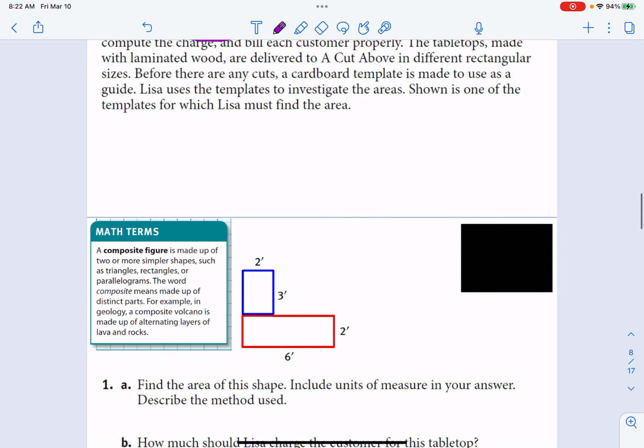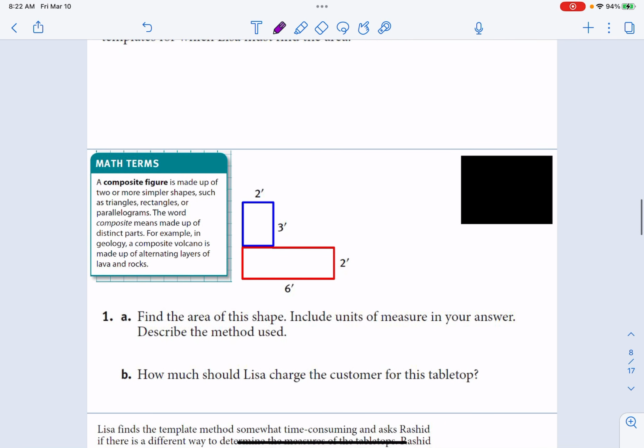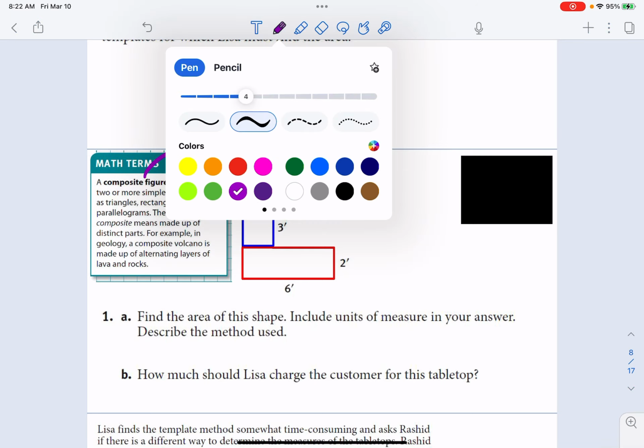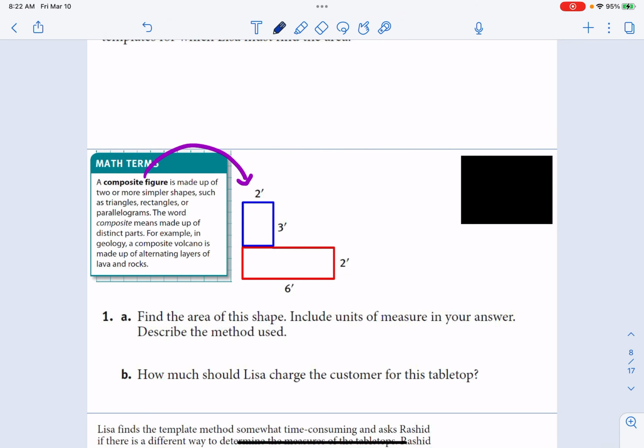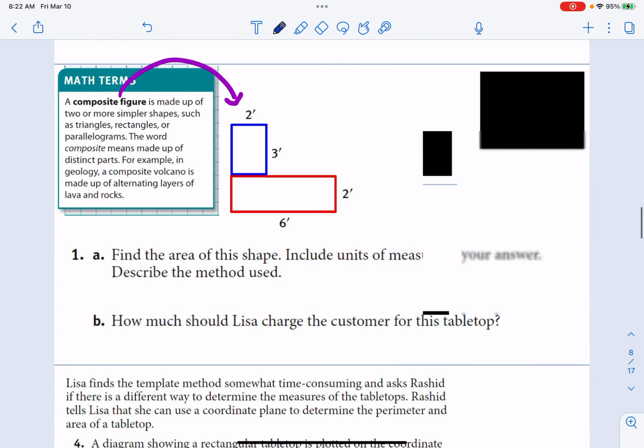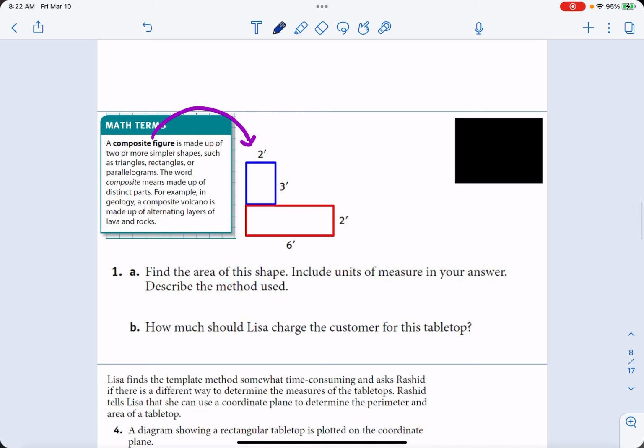Okay, so these are the countertops that Lisa is going to be building, the blue countertop and the red countertop. This is also known as a composite figure because it's formed from 2 or more shapes. So in this case, it's going to be 2 rectangles. Knowing that, we want to find the area of this shape. You're going to break it down to find the area of the blue shape and then find the area of the red shape. So for the blue shape, your dimensions are 2 and 3 feet.